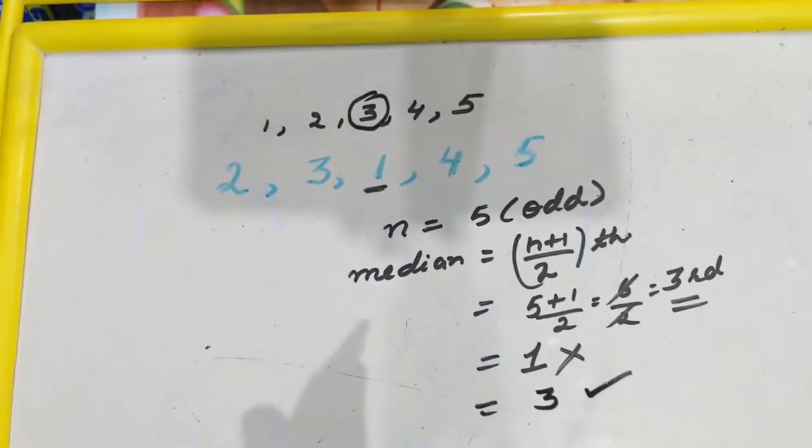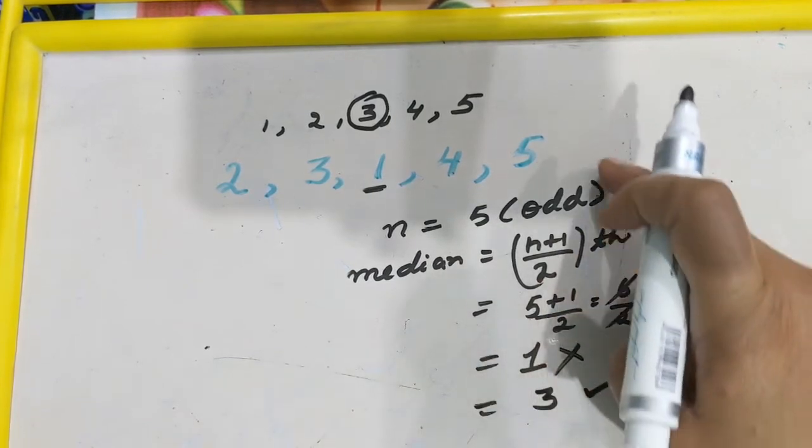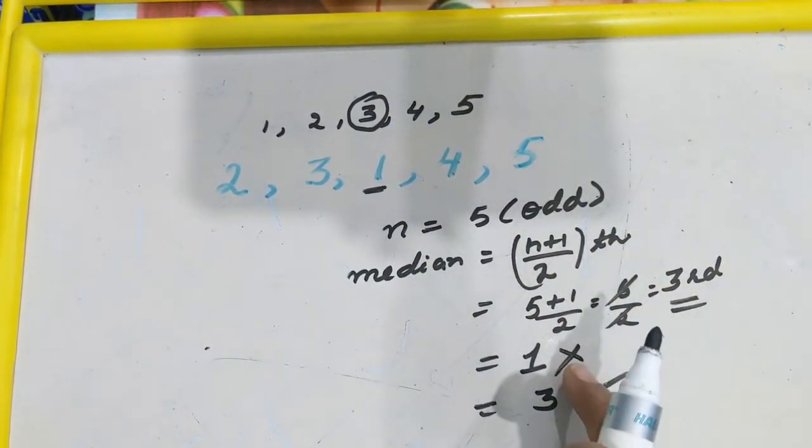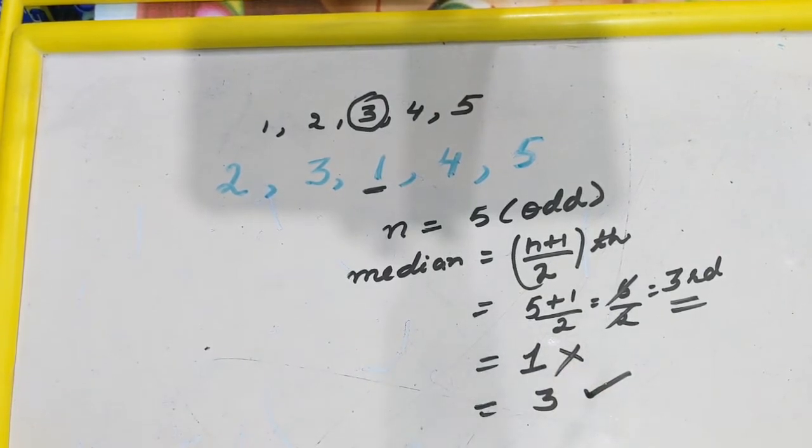So children, if you forget to take the first step, then the answer may be wrong. So never forget to rearrange the given data in ascending or descending order. We prefer to rearrange in which order? Ascending order. Now let's move to the questions of exercise 1D.